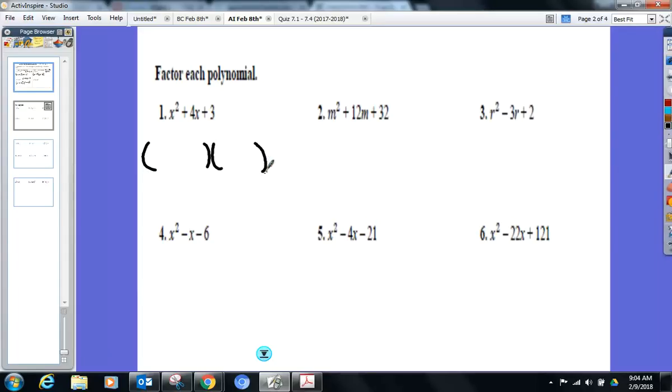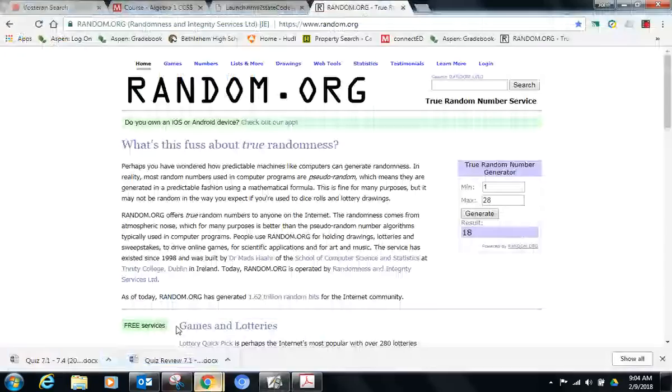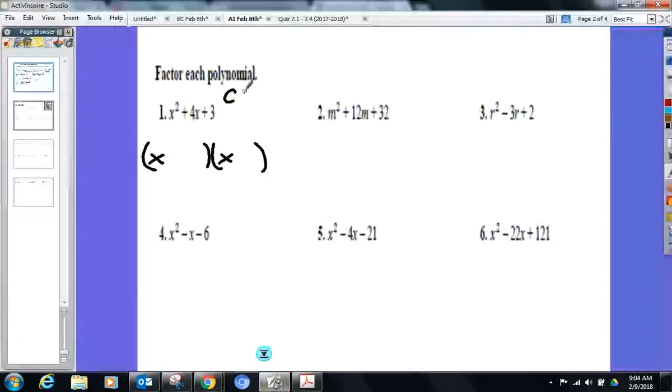Any GCF on number 1? Nope. How many terms? 3 terms. A value is 1. All right. X and X. C and B values. Here you go, 10. C and B values. C value? 3. What's your B value?